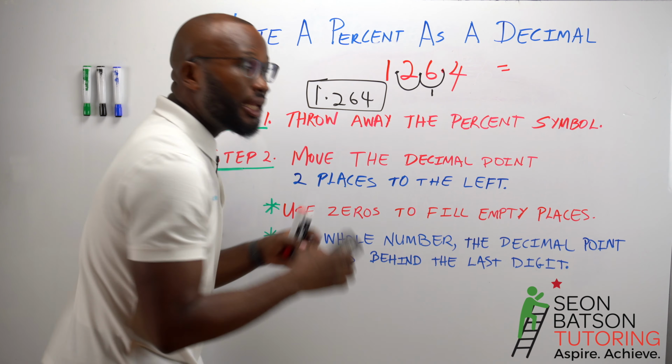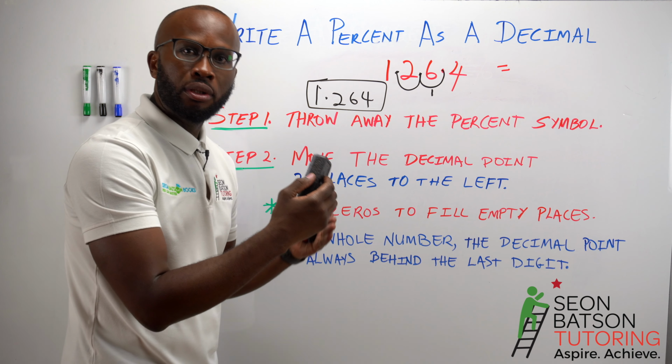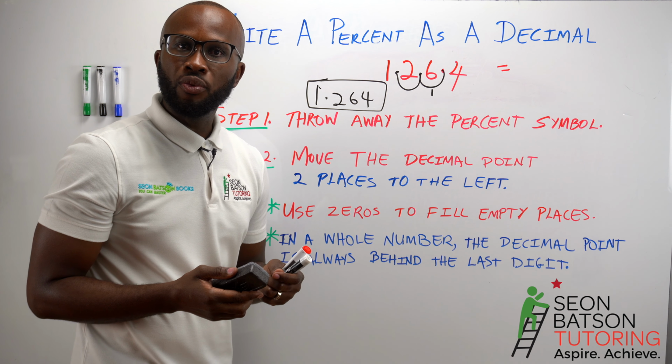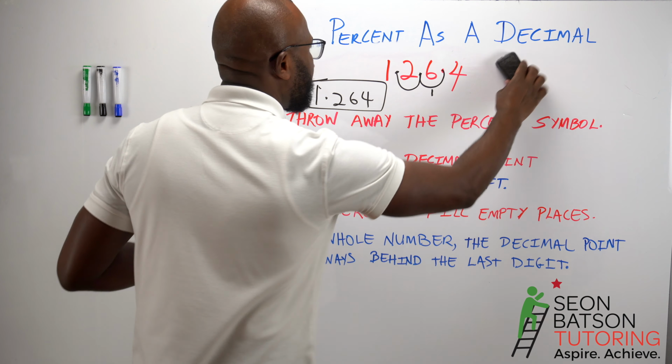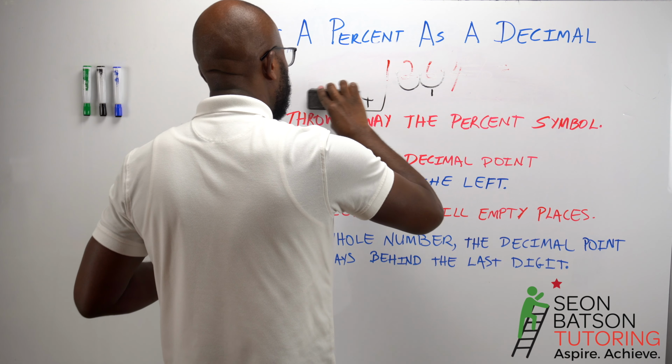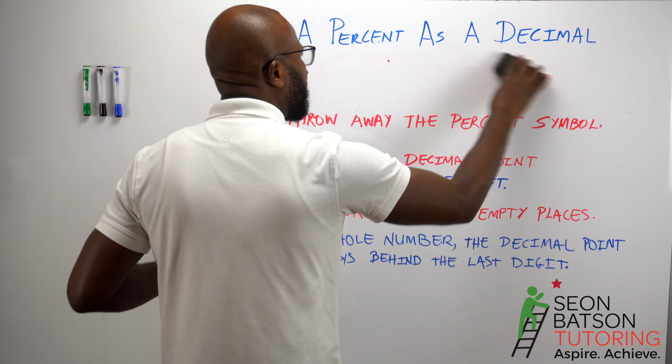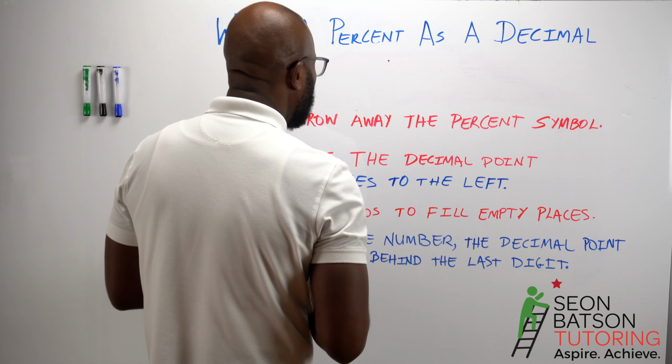Good. If there are any empty places after moving the point 2 times to the left, you always do what? Fill those empty places with zeros. All right. Stick to the plan. Very good. All right. Here is another challenge for you.